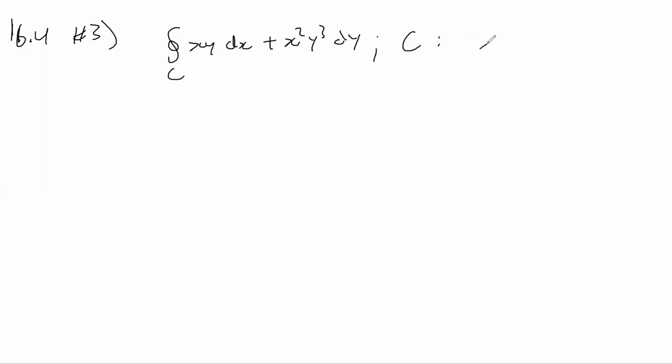So I'm just going to draw this diagram. For the bounds, they give us that it is the triangle of vertices 0, 0, 1, 0, and finally 1, 2. So this is what C represents for this question. It tells us to evaluate by using two methods, one directly and the second using Green's theorem. I'm going to start off solving this directly.